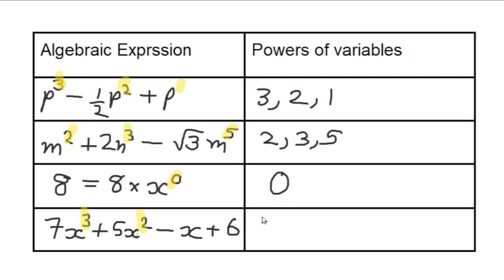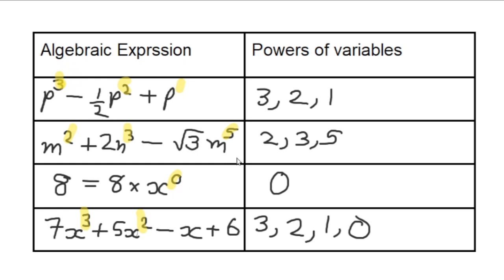So the power of x in the first term is 3. In the second term, it is 2. And in the third term, it is 1. And in the last, here 6. 6 is a constant. So for a constant, the power of the variable will be 0. Here 8 is a constant, so the power of the variable is 0. Understood how we are getting this?